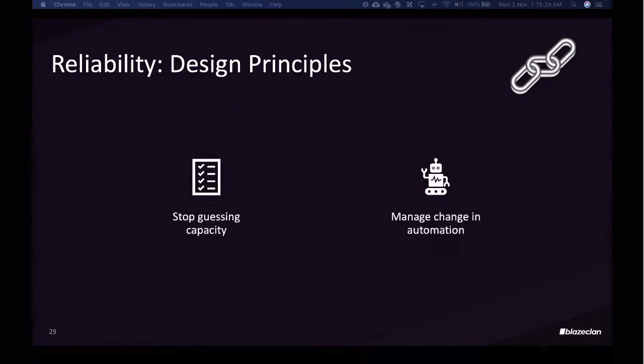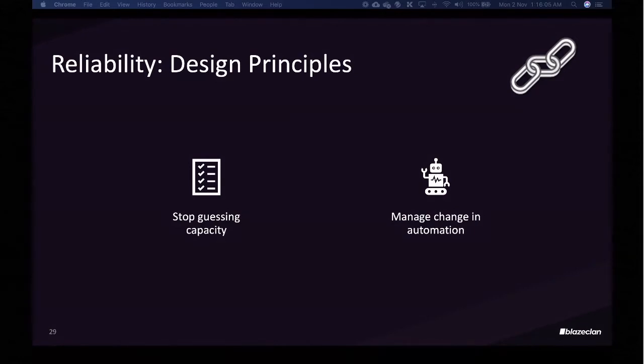So, what are the other design principles? The other four basically are: stop guessing capacity. Don't under provision or over provision your ecosystem. Try and utilize the elasticity offered by the cloud providers and the cloud platform. Make the most of it. So that's what we say when we say stop guessing capacity.